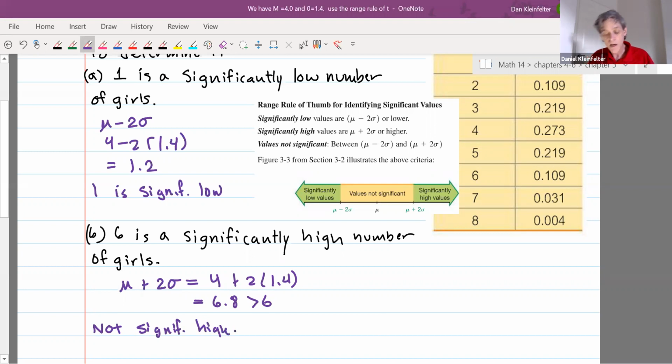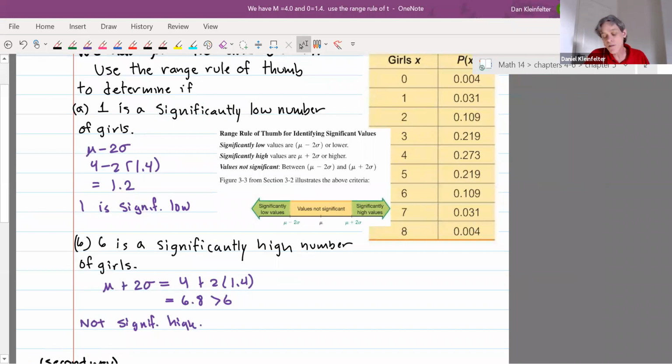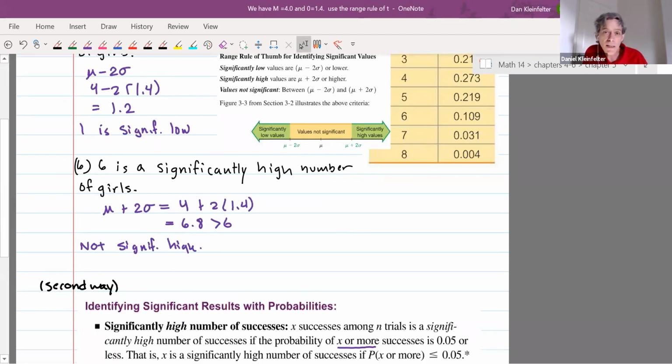All right, so that's how the criterion works. Basically, you have a probability distribution. You can go through the formulas to decide on the mean and standard deviation. And then any values of the variable that are within 2 standard deviations of the mean are not considered significantly high or low. And if they're outside, then they're significantly high or low. That is the first way of considering significantly high or significantly low.